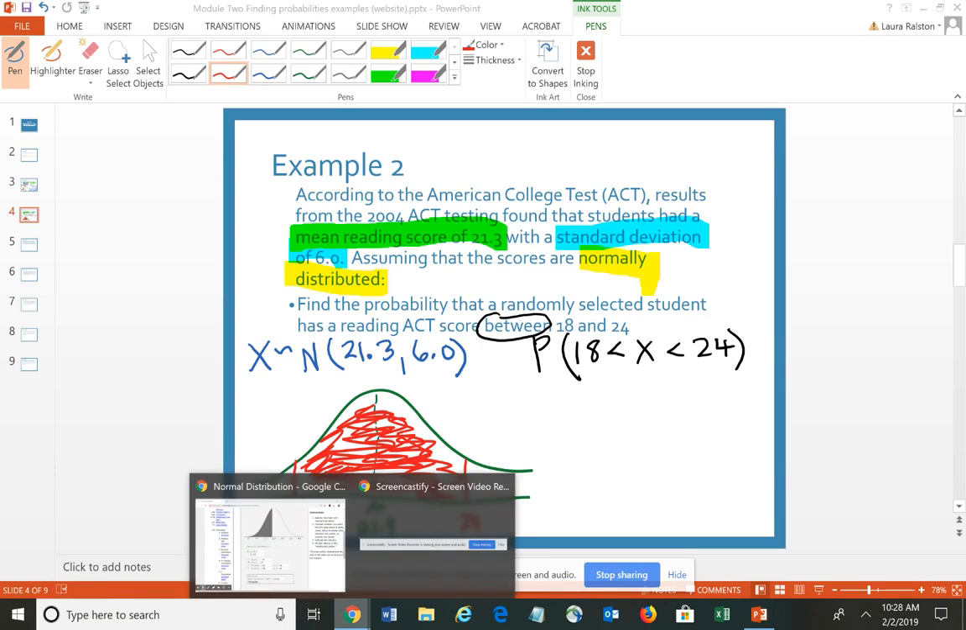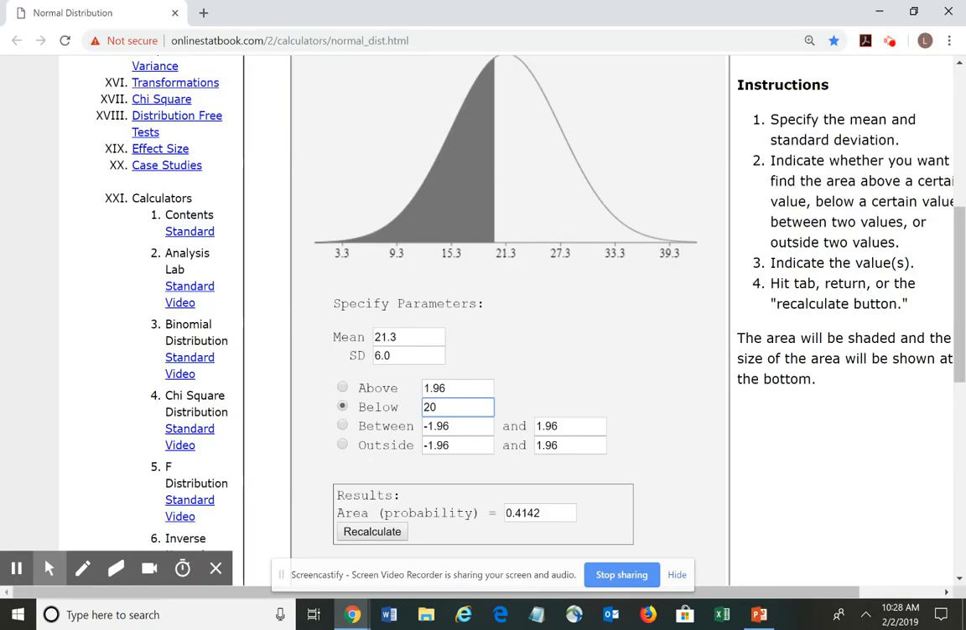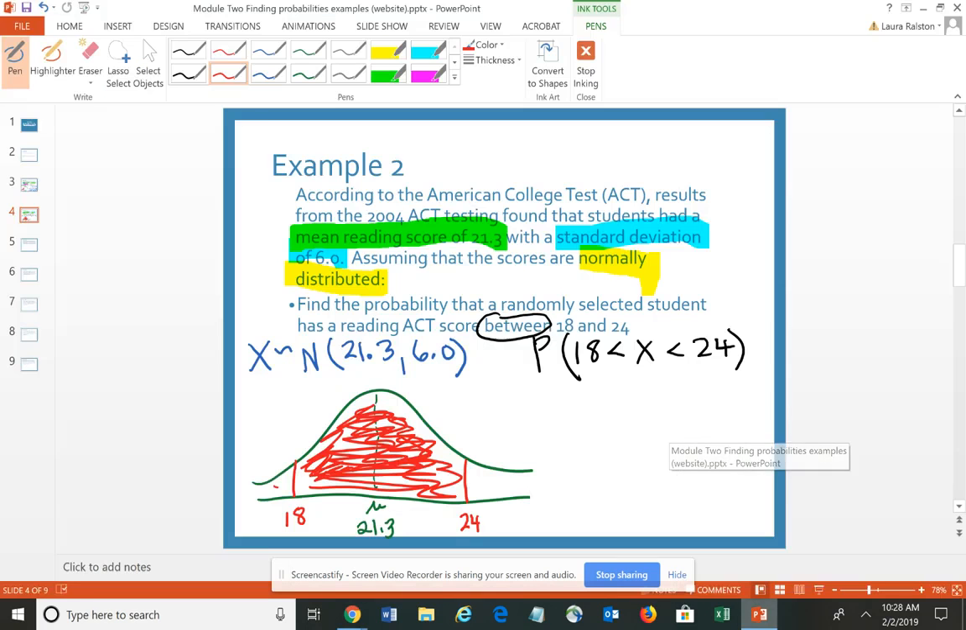Okay, so I'm going to go back to the website. My mean is still 21.3. My standard deviation is still 6. I'm doing between, that was the phrase in the problem, and we're using 18 and 24. We hit enter. Again, notice you get the visual. It looks similar to the one that I drew for you. We get 0.3825 in our results box.